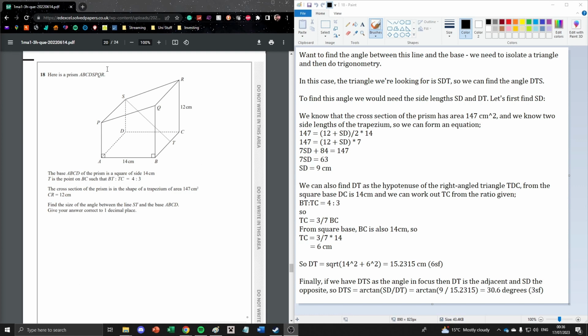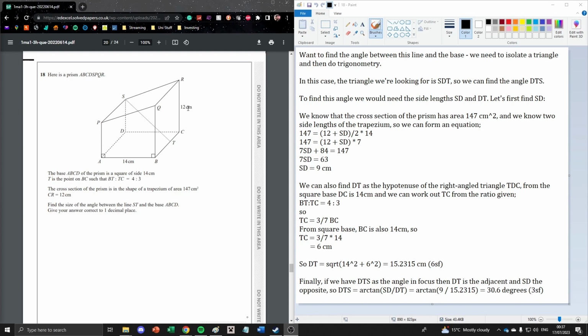So obviously this is a very complicated question, and what we know we're going to have to do in the end is isolate this triangle SDT, do some trigonometry, and find this angle STD. So the first thing we're going to do is try and find the length of this side SD, which we're going to do using the fact we know 14 centimeters is the side length of every side of the base. So DC must be 14 centimeters.